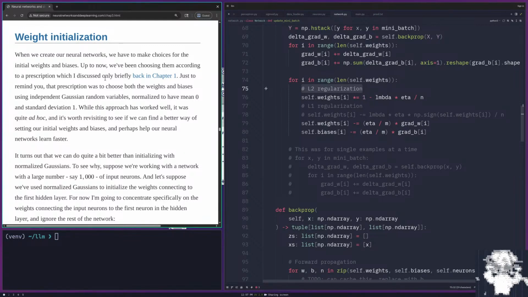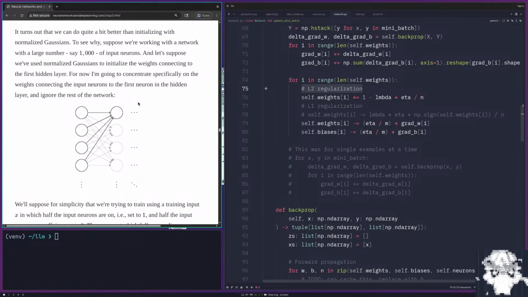All right, now we're on to weight initialization. When we create our neural networks, we have to make choices for the initial weights and biases. Up to now, we've been choosing them according to a prescription, which I discussed only briefly back in Chapter 1. Just to remind you, that prescription was to choose both the weights and biases using independent Gaussian random variables, normalized to have mean 0 and standard deviation 1. While this approach has worked well, it was quite ad hoc, and it's worth revisiting to see if we can find a better way of setting our initial weights and biases, perhaps to help our neural networks learn faster.